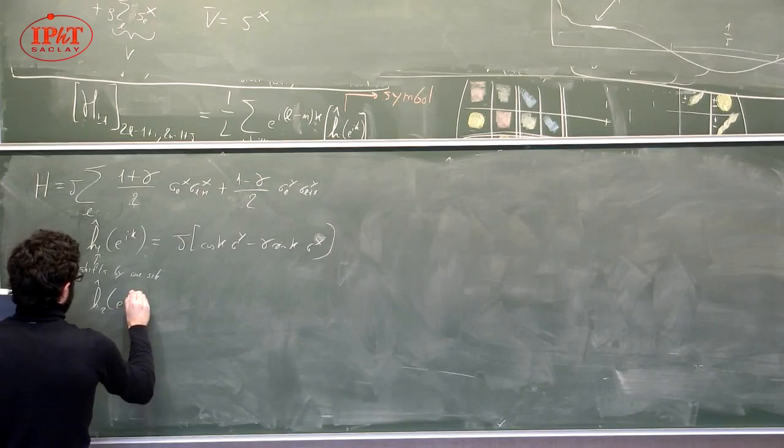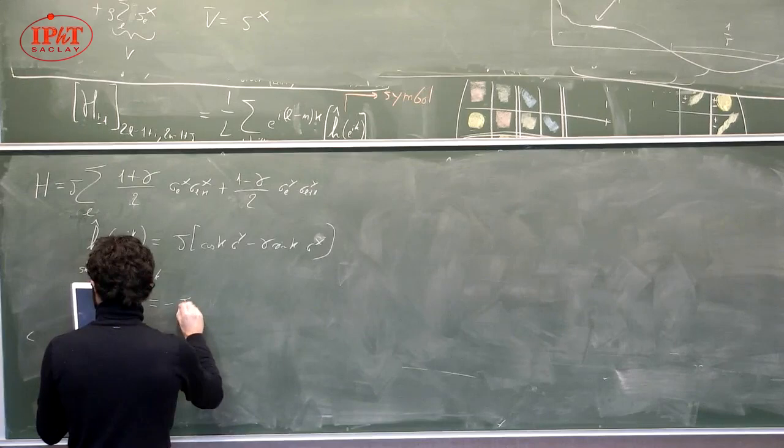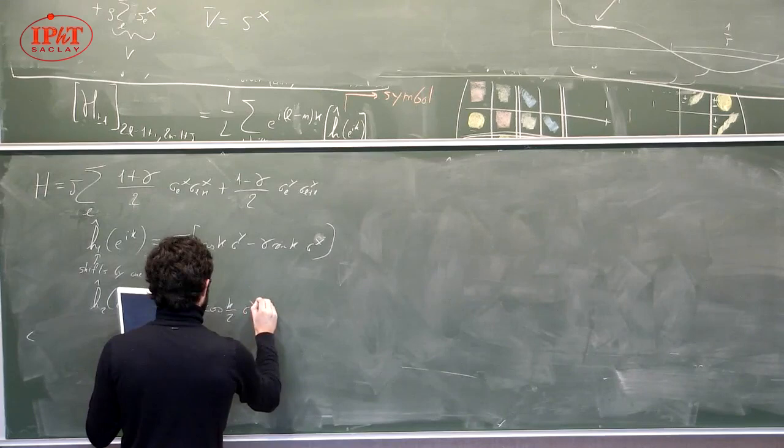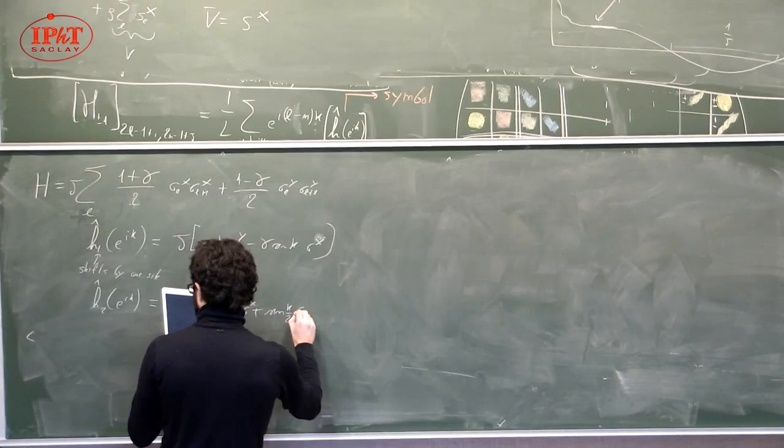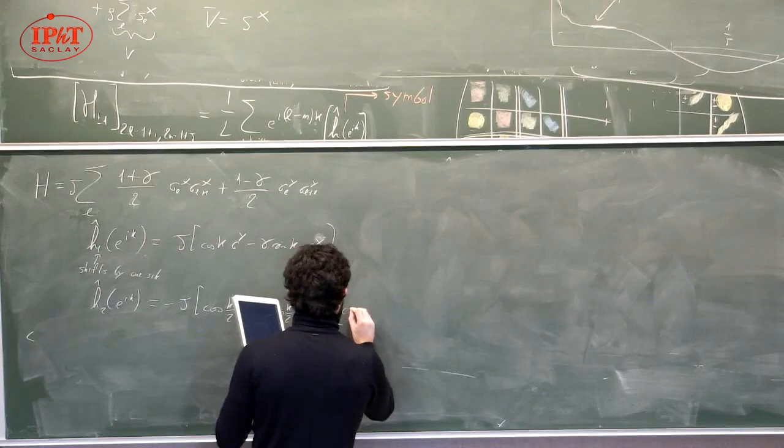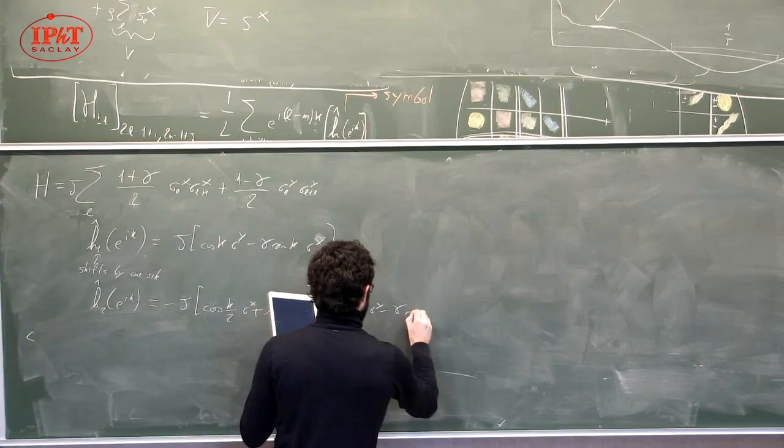is equal to minus J cosine K over 2 sigma X plus sine K over 2 sigma Y, cosine K over 2 sigma Y minus gamma sine K over 2 sigma X. So it has this kind of factorized form.